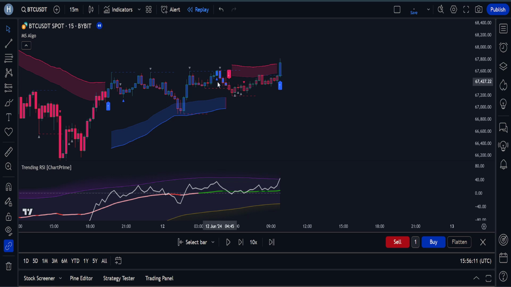So to open a buy trade, first of all, we need to confirm if the trend is bullish using the Trending RSI indicator. For this, we want the center line, which is green in color, to be above the zero level.